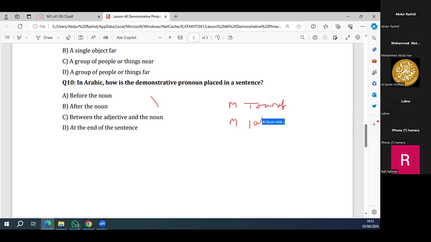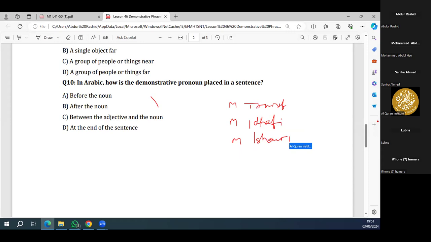Murakkabe Idafi, someone said, right? What is this in English? Possessive. Good. And Murakkabe Ishari, what does it say in English? Demonstrative phrase. Good. And the last one is Murakkabe Jari, which is genitive, jar majroor. Okay, so this is jar majroor.